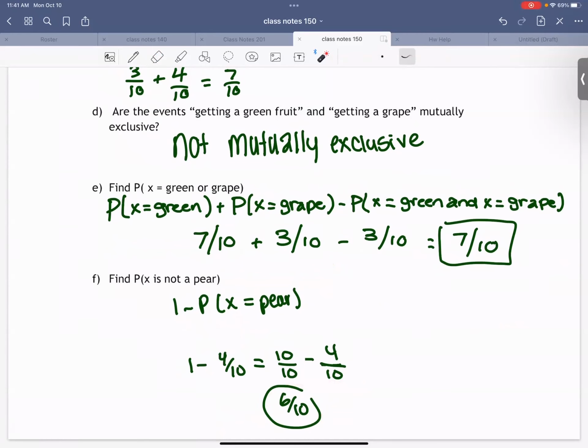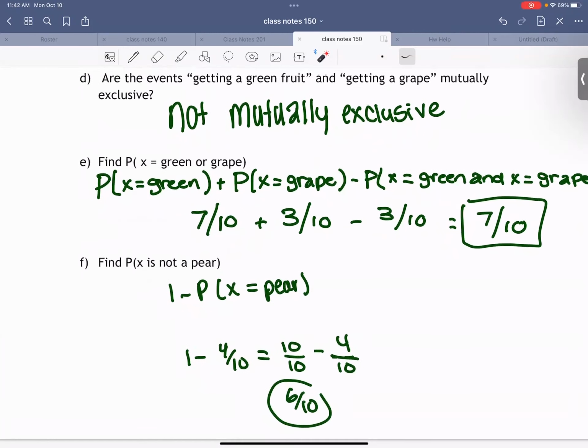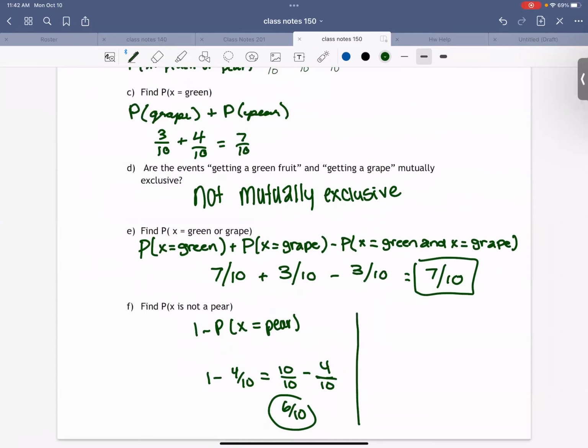Perfect job. Any questions on parts A through F? So for F, I thought you were trying to find everything but a pair. So you put in add 3 plus 3. Oh, okay. So I think I see what you're saying. So you're like, okay, I'm gonna find the probability that everything is a pair. So isn't that like the probability that something's a grape or a peach, right?